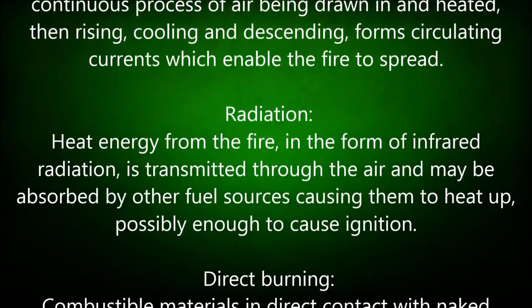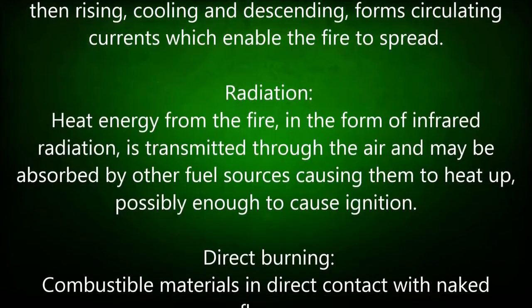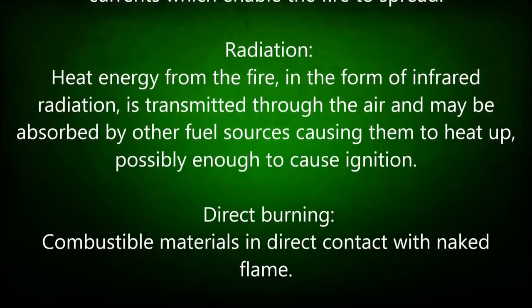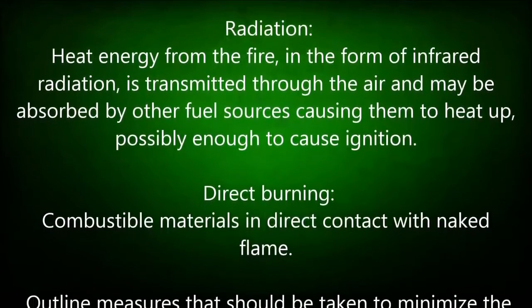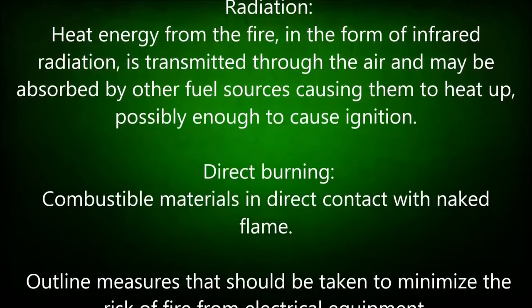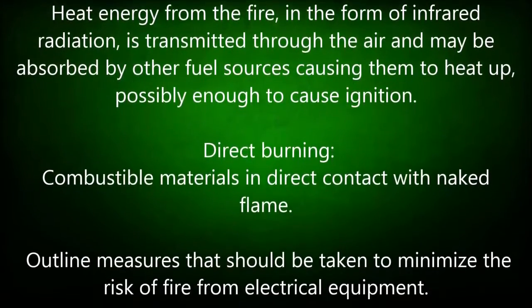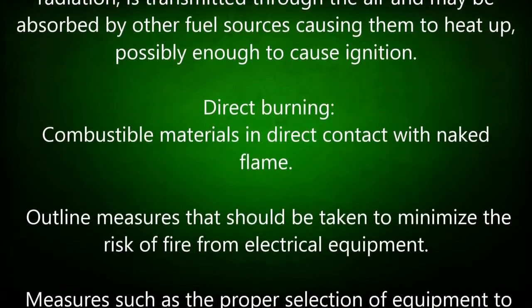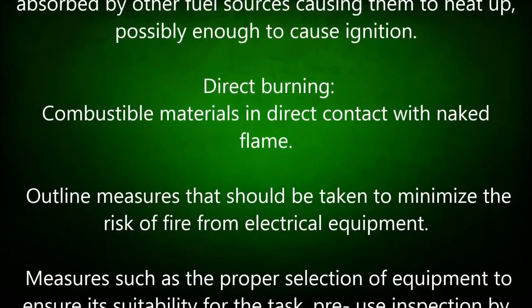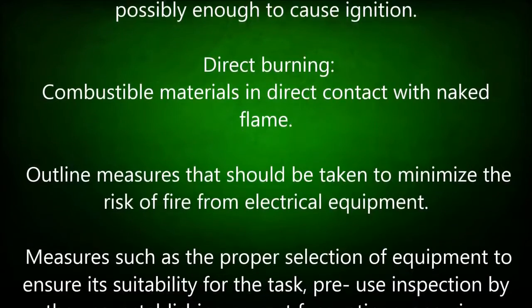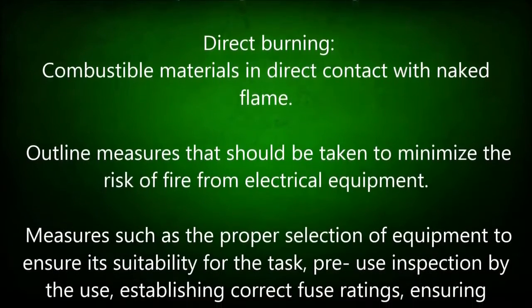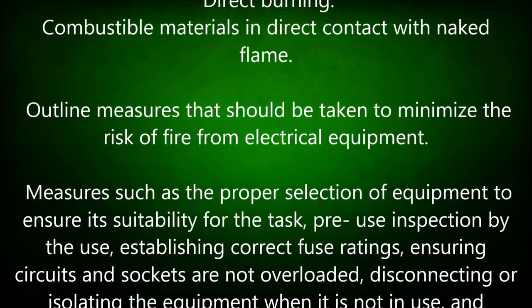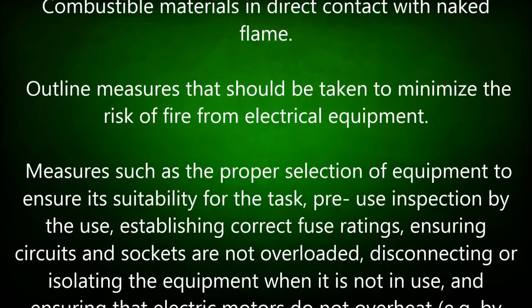3. Outline measures that should be taken to minimize the risk of fire from electrical equipment. Measures such as the proper selection of equipment to ensure its suitability for the task, pre-use inspection by the user, establishing correct fuse ratings, ensuring circuits and sockets are not overloaded, disconnecting or isolating the equipment when it is not in use, and ensuring that electric motors do not overheat, for example by checking that vents are uncovered.